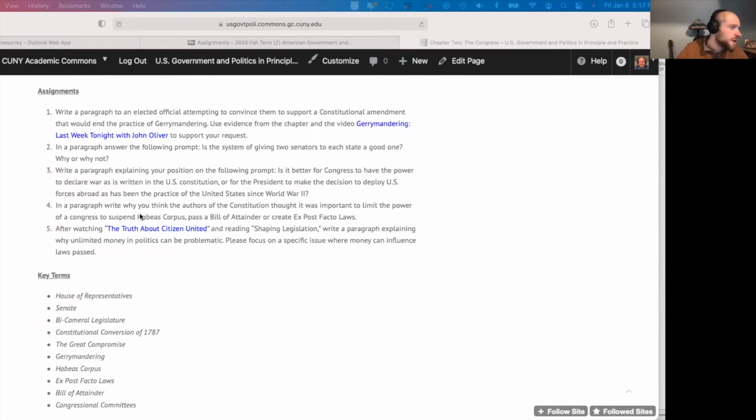In a paragraph, write why you think the authors of the Constitution thought it important to limit the power of Congress to suspend habeas corpus, pass a bill of attainder, or create ex post facto laws. After watching The Truth About Citizens United and reading Shaping Legislation, write a paragraph explaining why unlimited money in politics can be problematic. All of these assignments that you are choosing from, they ask you to take a position. I want to see that position in the first paragraph.